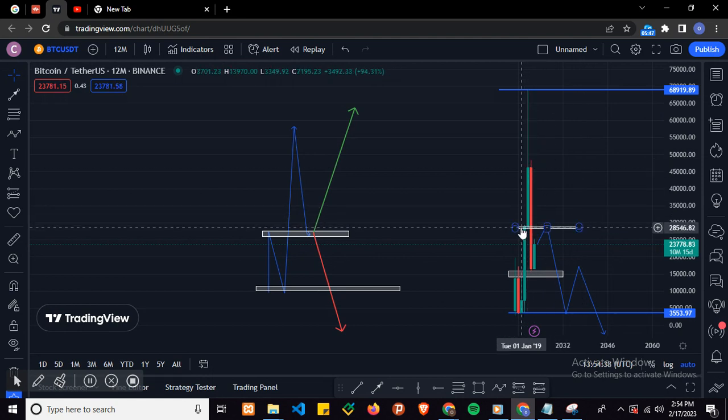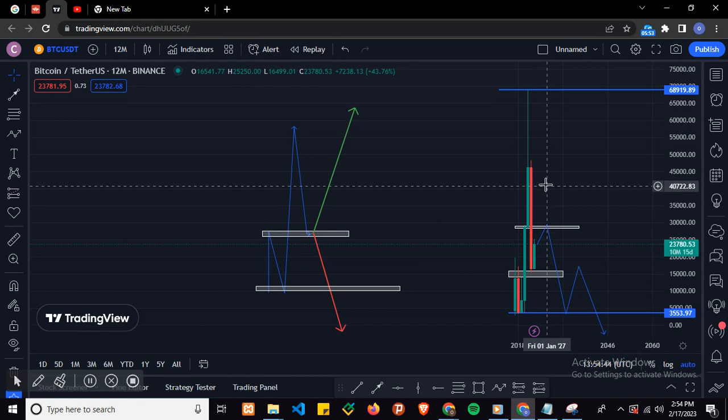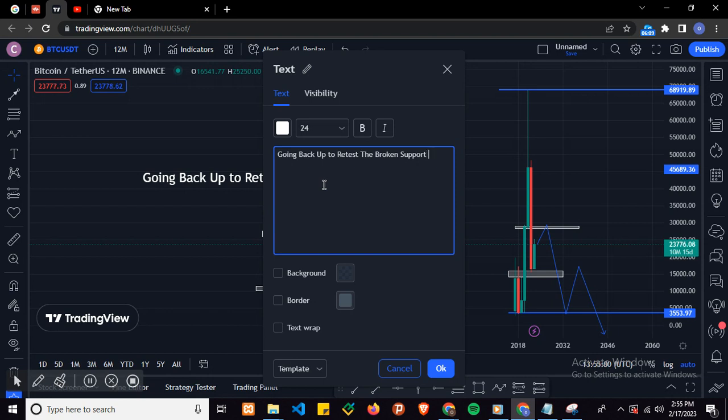So we should have something like a support zone here, maybe this year like this, going back to that support zone to retest or break that support. So now we have it going back up to retest the broken support zone, or going up and breaking that support zone. So let's keep it like this.